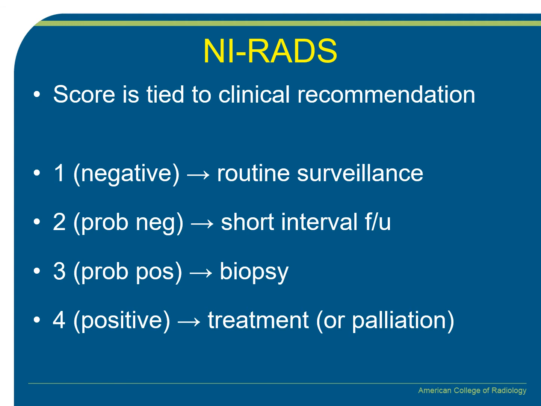That difference between 2 and 3, advocating for short interval follow-up and advocating for biopsy, is critical, because if you're not sure, should I call this a 2 or call this a 3, think to yourself, does this patient need to be biopsied? Would I be willing to do a percutaneous biopsy to find out what this is? Because if the answer is yes, if you think a biopsy is warranted in that patient, you should encode as 3, probably positive, because of that recommendation.